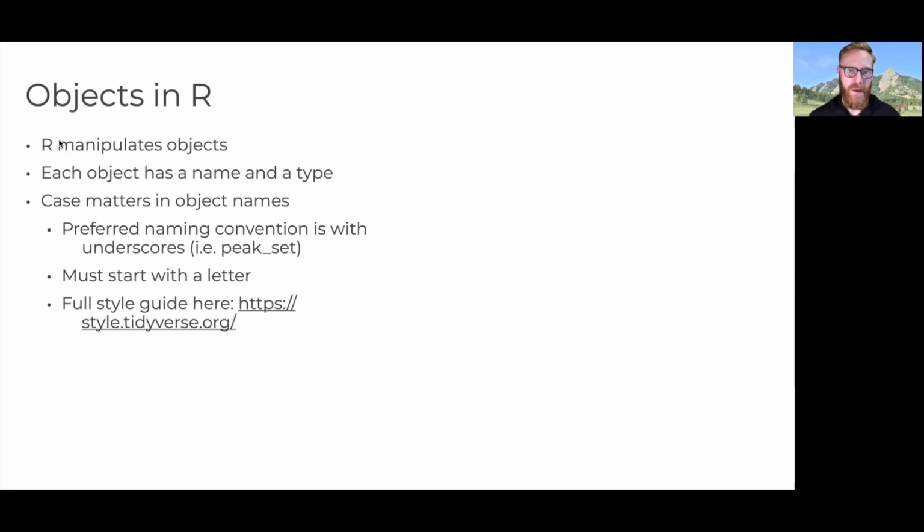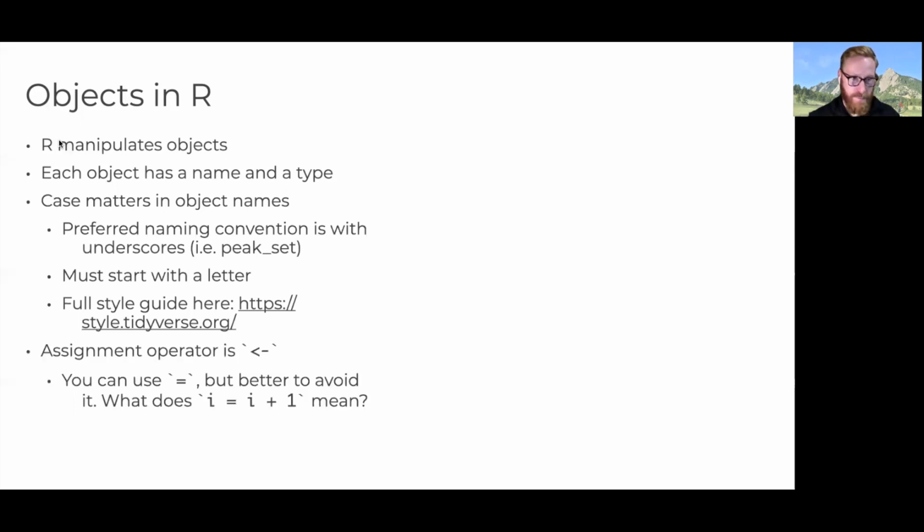To review these and other style guide recommendations, you can go to style.tidyverse.org. And finally, you may have noticed that to assign the variable x, I didn't use an equal sign, but rather I used this left caret followed by a dash. So in R, that is the assignment operator. The equal sign also works, but what does it really mean for i to be equal to i plus 1? Because of that awkwardness with the equal sign assignment operator, R has chosen to use the left caret dash assignment operator.